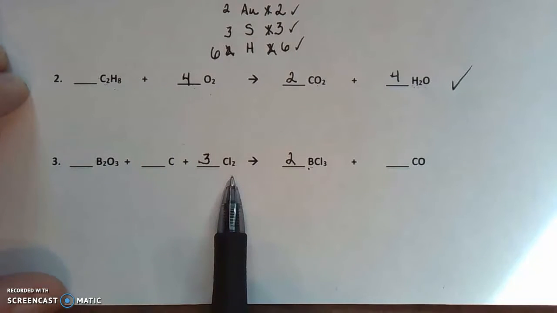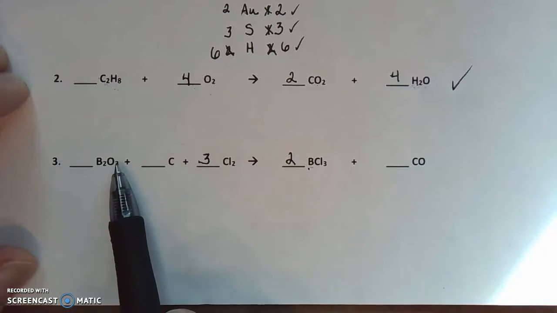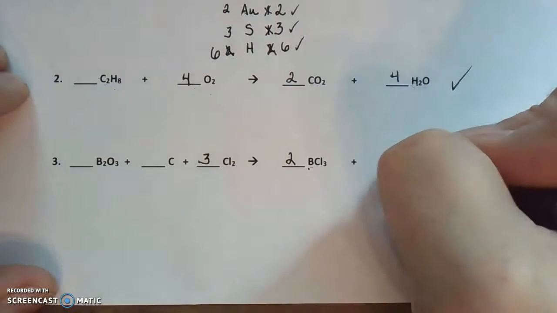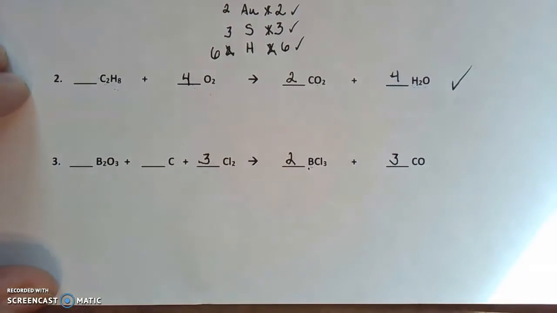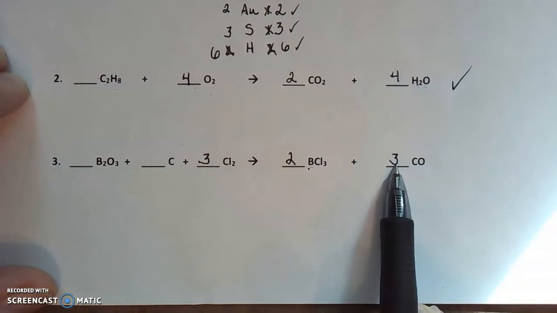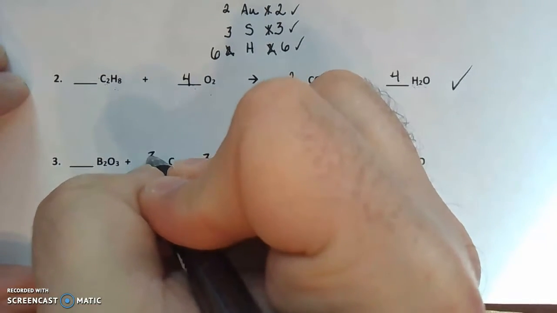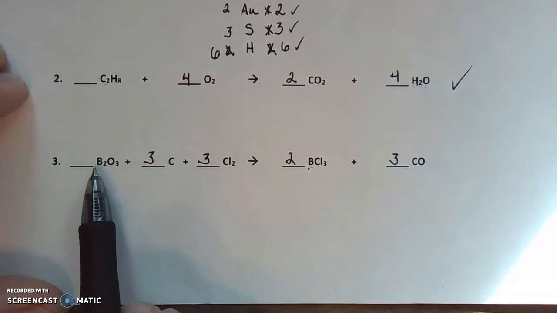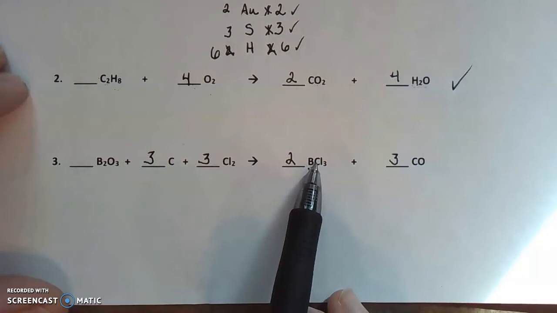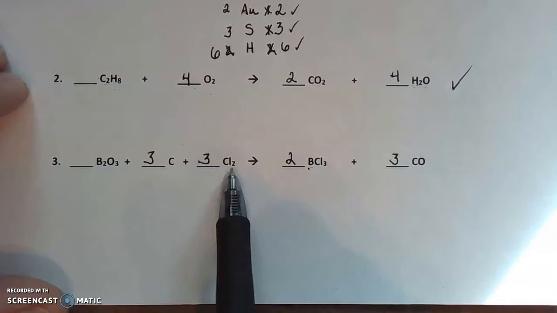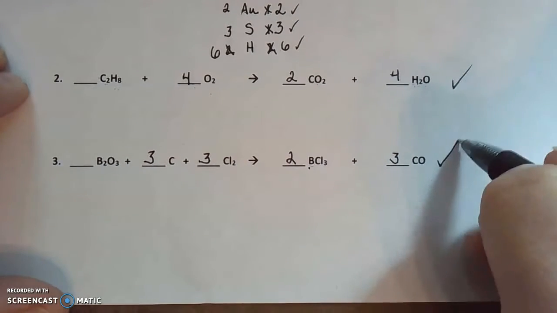Now I have to look at oxygen. I have 3 oxygens here, but I only have 1 here. So that means I have to put a 3 here. But that also, unfortunately, changes my carbons to 3, which we can fix by putting a 3 there. So if I look now, 2 B's, 2 B's, 3 O's, 3 O's, 3 C's, 3 C's, 6 Cl's, 6 Cl's, I'm done.